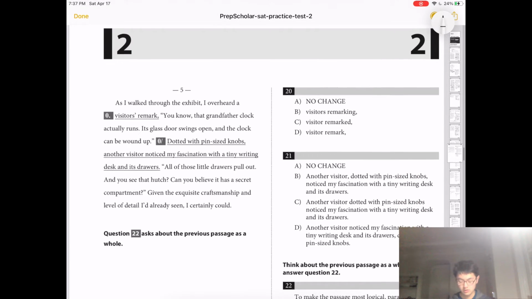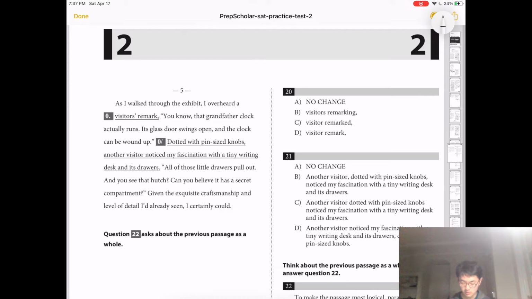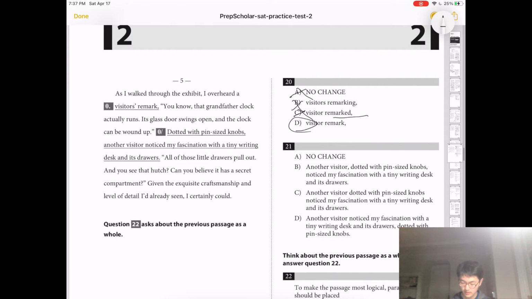Number 20. As I walked through the exhibit, I overheard a visitor remark. Okay, it's not "visitors." It's not "remarked" in past tense. It shouldn't be in past tense. It's not "visitors'" with an apostrophe at the end because it's one visitor, like one visitor said it. So the answer would be D.